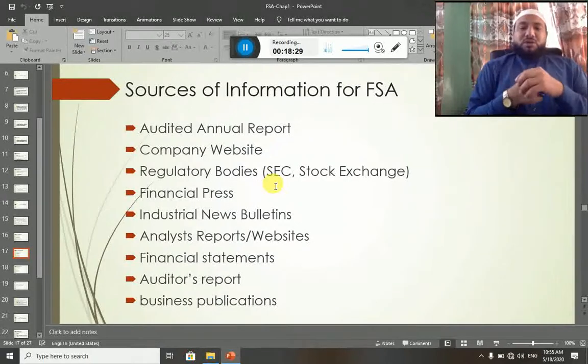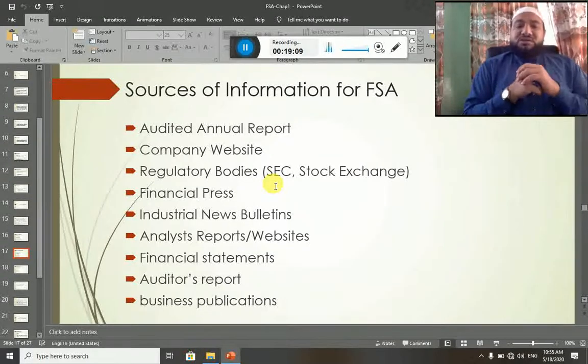And there is one more, the Ministry of Labor Affairs. They also issue permits, and so these are the regulatory authorities. With regards to businesses, the main sources are the Ministry of Finance and the Ministry of Commerce and Industries. We can get information about different companies from these sources, and then we can apply analysis on their financial statements. We can also refer to the financial press, industrial news bulletins, analyst reports or websites, financial statements of a company, audit report of a company, and business publications.